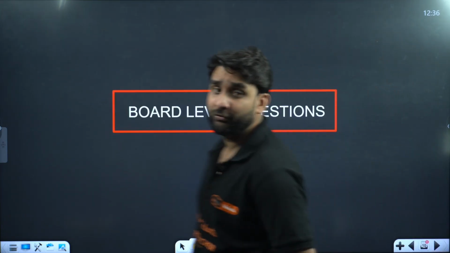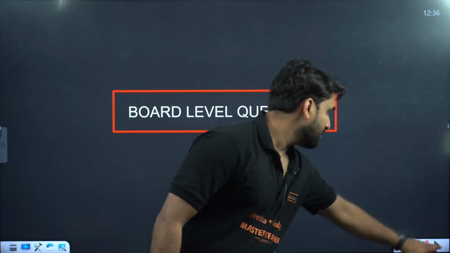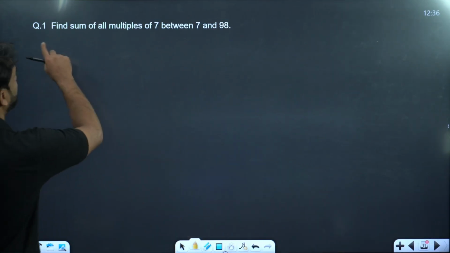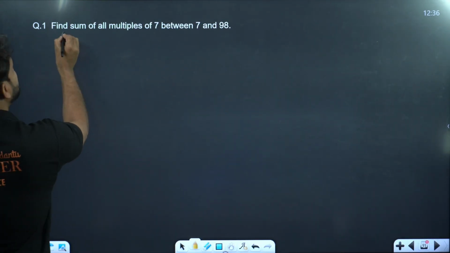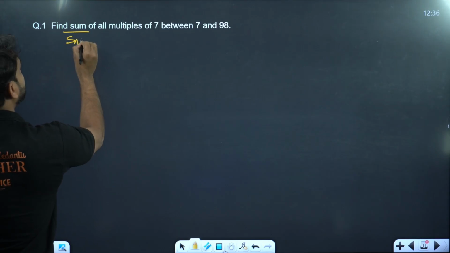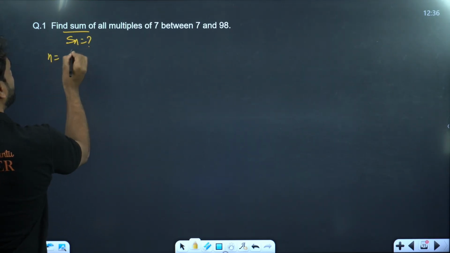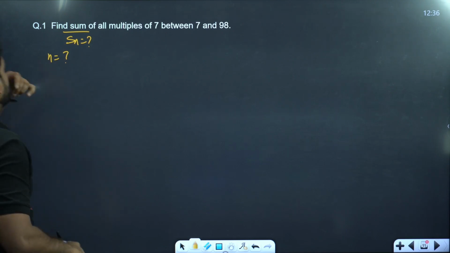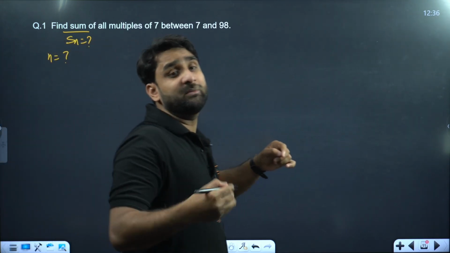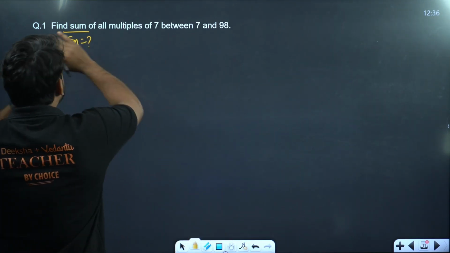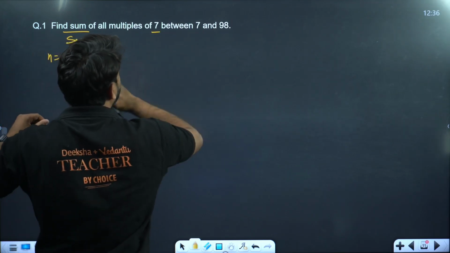So let's do a few board level questions. Look at the board level question. Find the sum. Find sum means we have to use the formula of Sn. But to use the formula of Sn, we should have n. So first find out n, how many terms we want to add. Find the sum of all multiples of 7 between these two numbers.